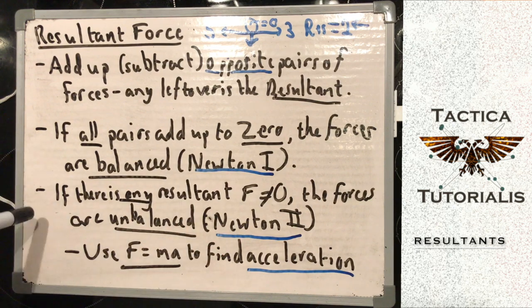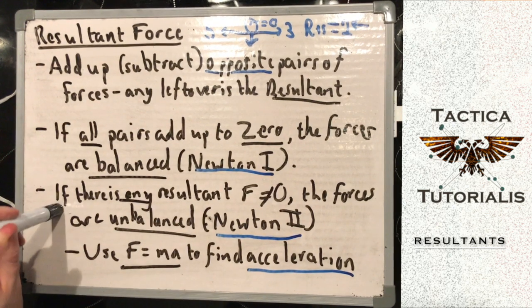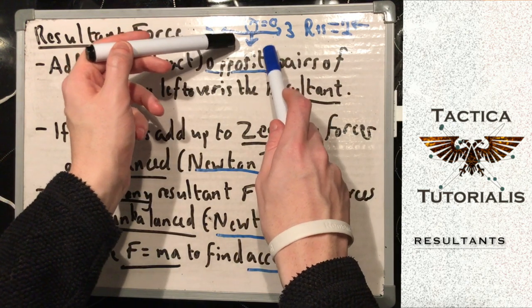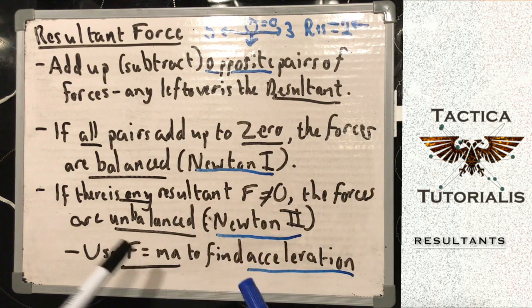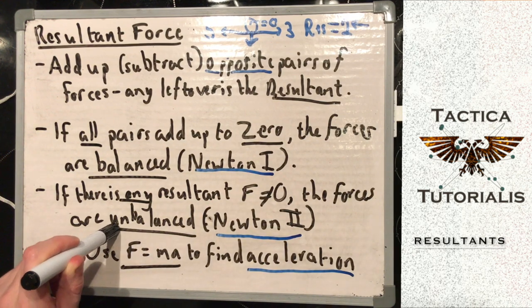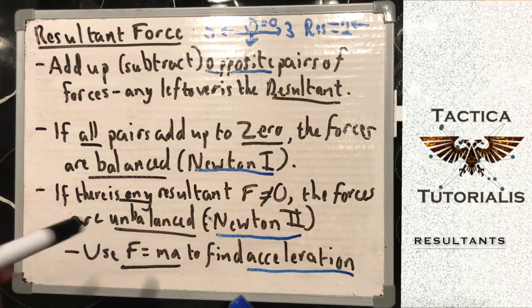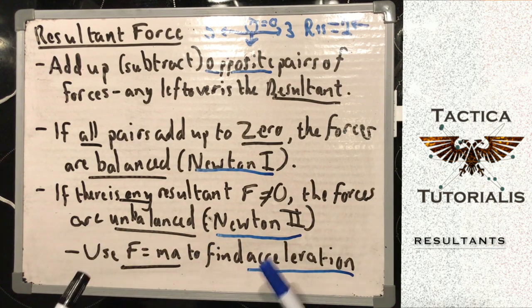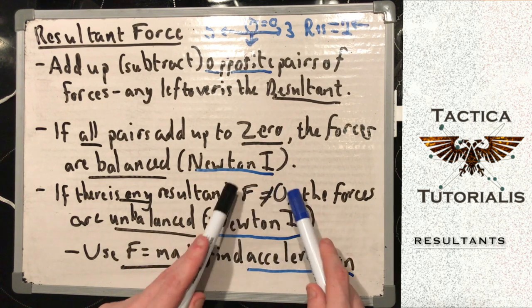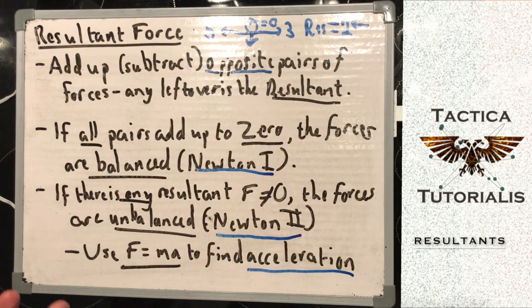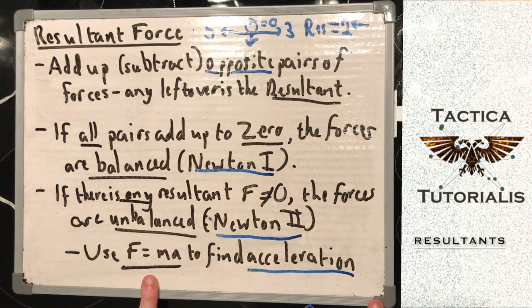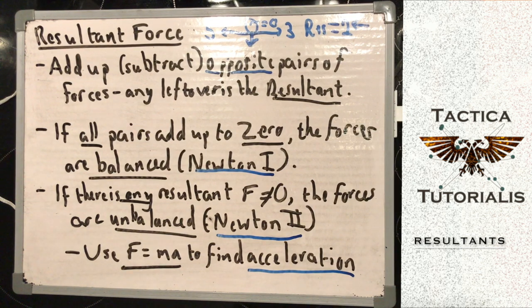However, if there is any single unbalanced force, so if any of these pairs are not equal, then we end up with a force of not 0 in any direction. We say that the forces are unbalanced. Again, unbalanced, and that means that Newton's second law kicks into play. And that means, therefore, we have a leftover force, the overall force to act on the object and cause it to move and/or accelerate, at which point we plug it into F equals ma in order to calculate that acceleration.